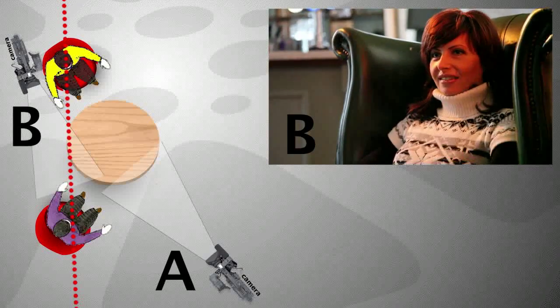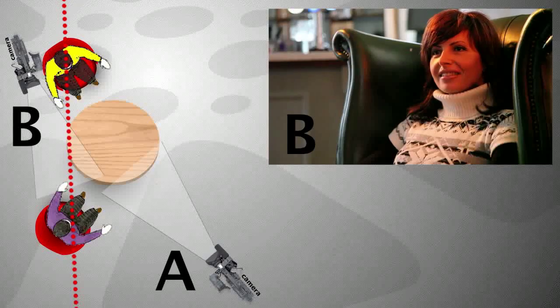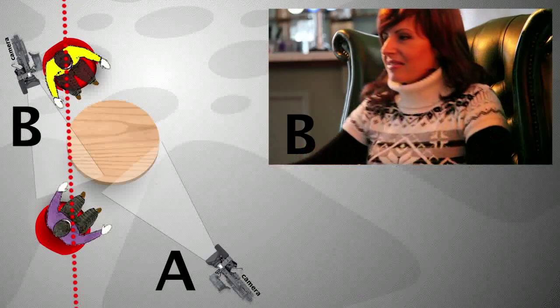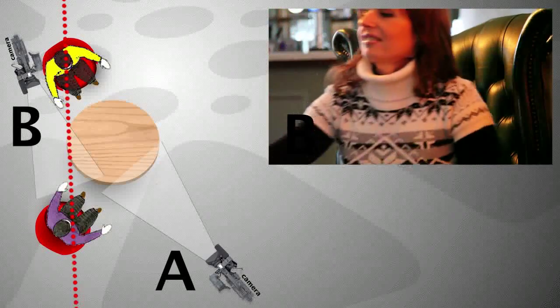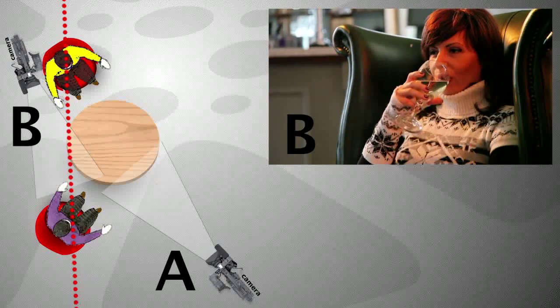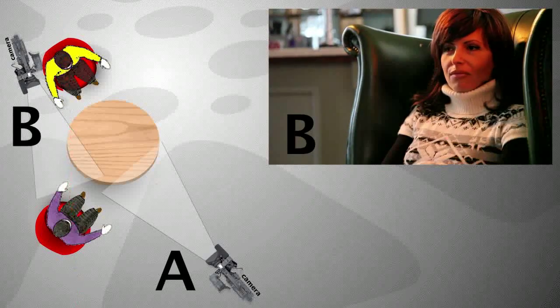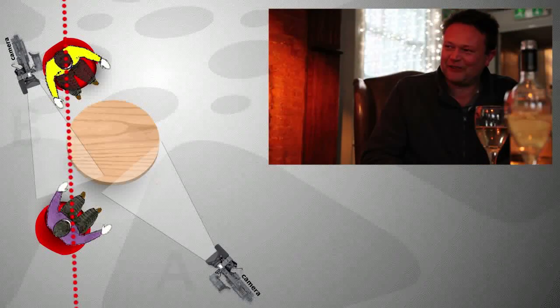The two shots no longer edit. The two characters are talking to each other, but they're not looking at each other. This has the effect of creating in the audience's mind a sense of confusion. The two shots no longer create a logical narrative because we've crossed the line, we've broken the 180-degree rule.